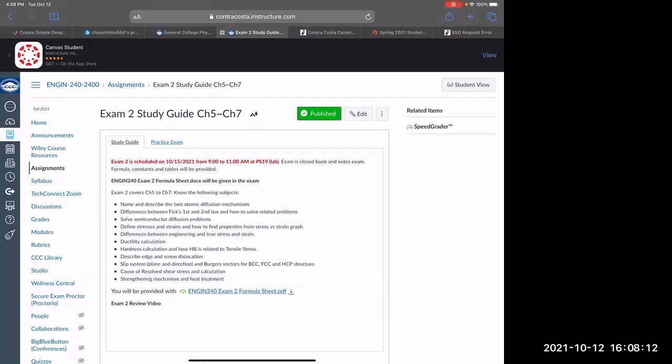By the way, there's a formula sheet on this page that you can download to get familiar with. This is just a copy of the formulas on the back of your textbook. That is the formula sheet that I will give you in the exam.